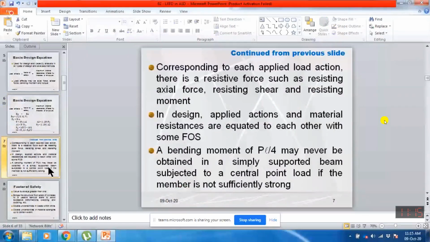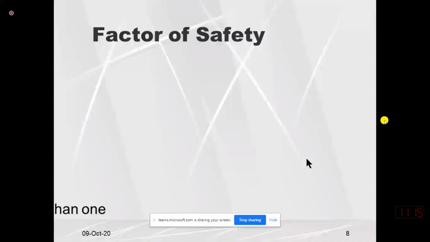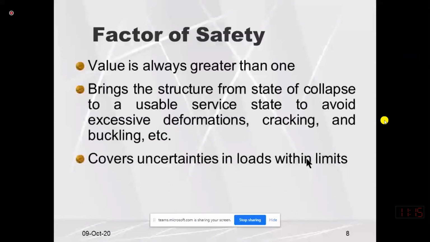So there are other aspects. It covers uncertainties in load within limit. For example, in our roof, we assume that the live load is 200 kilogram per meter square. But in rainy season, for example, our drain is choked. If the drain is choked, what will happen? We will have water ponding on our roof. So water will be accumulated on our roofing system, and due to the water ponding, there will be some extra water load which will act on our roofing system. Have we considered this uncertain load?